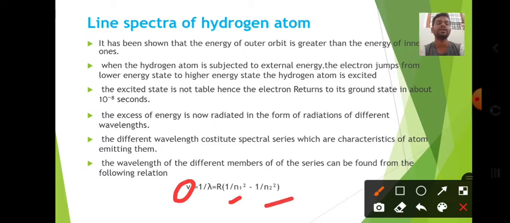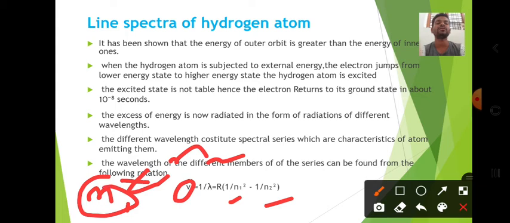What is n1? n1 is where the lines are stopping, right? And one condition is there: n1 is always less than n2. The n1 term is fixed for a spectral series. So for the Lyman series its value is single, its value is 1, and for the Balmer series its value is 2, but n2's value changes, right?